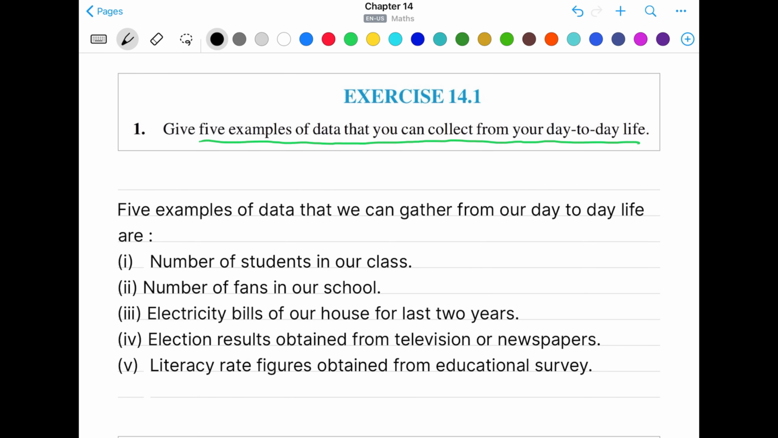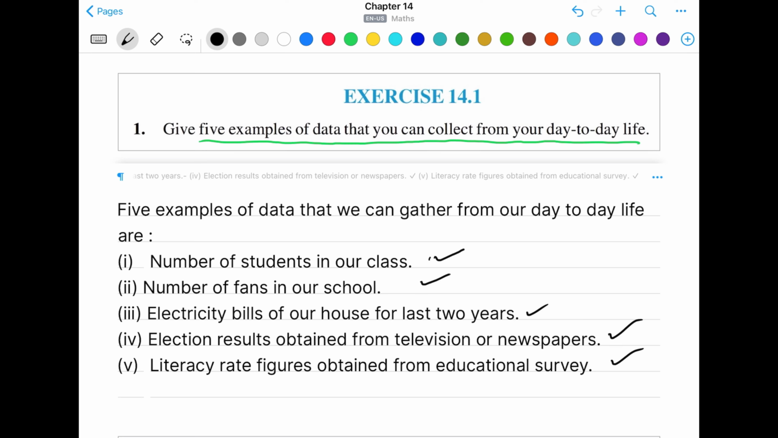First one is the number of students in your class. That's one example. Second is the number of fans in our school. You can count the number of fans by visiting each classroom and counting. If there are 4, 5, 6 or 7 fans in each room, then add them. Next is the electricity bill of our house for the last 2 years. Next is the election result obtained from television or newspaper, or literacy rate figures obtained from an education survey. I have just written 5 examples, you can write many more such examples. These examples are just for your reference, so that you can think of some more examples.